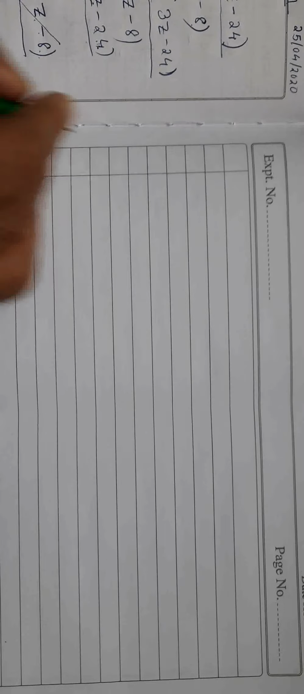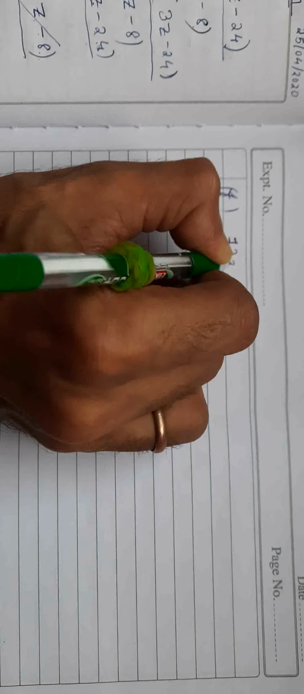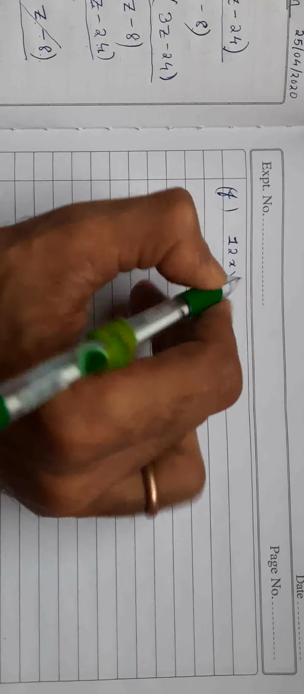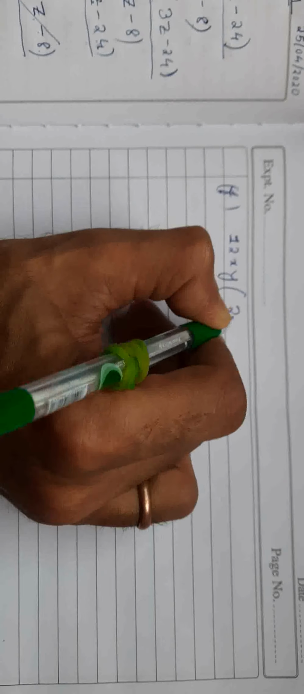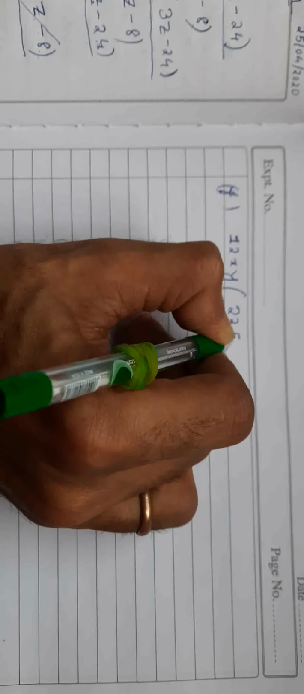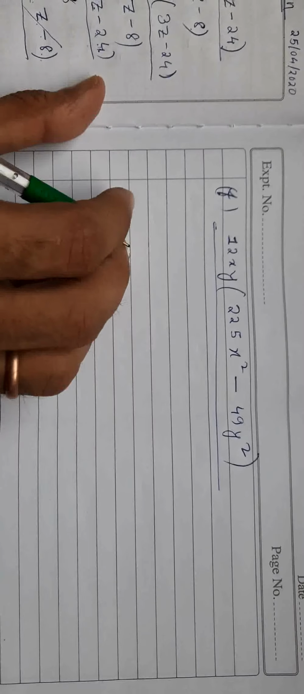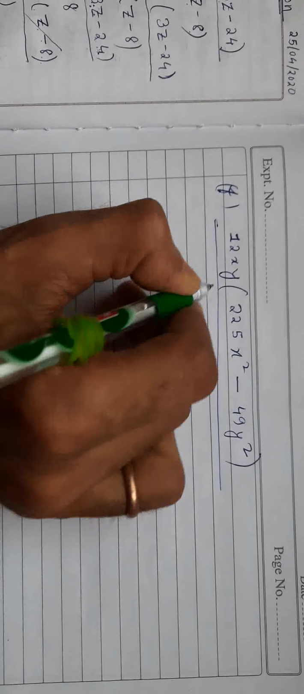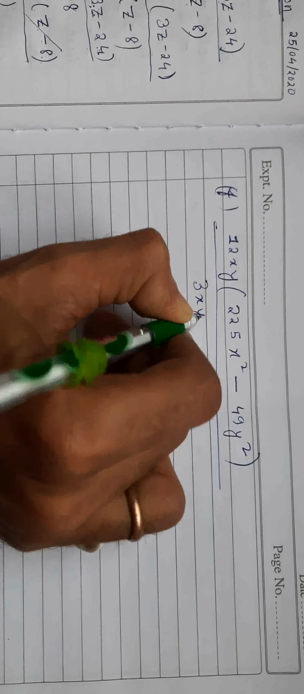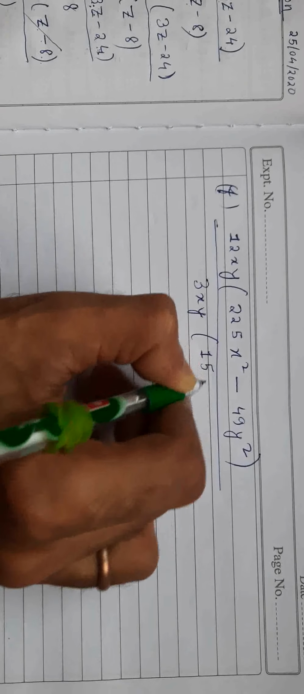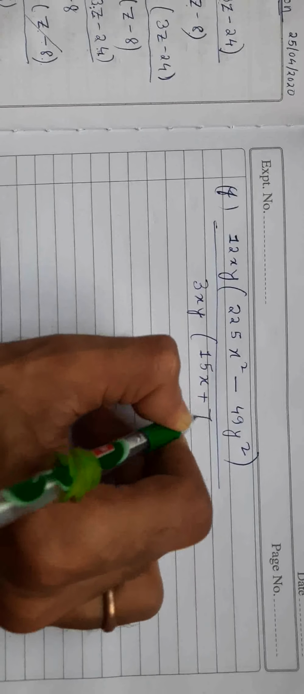Next question is 12xy within bracket 225 x square minus 49 y square, whole thing divided by 3xy within bracket 15x plus 7y.